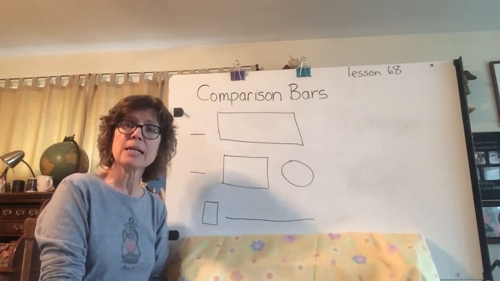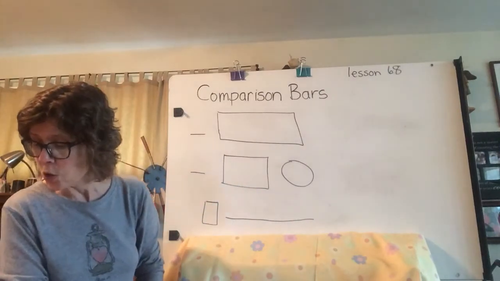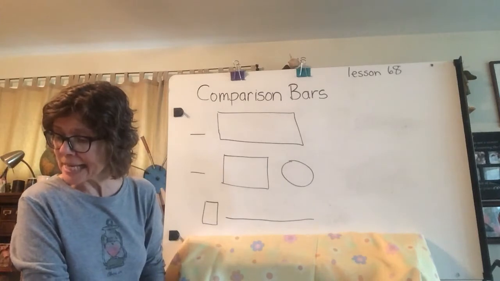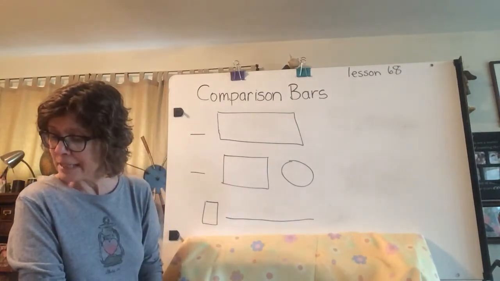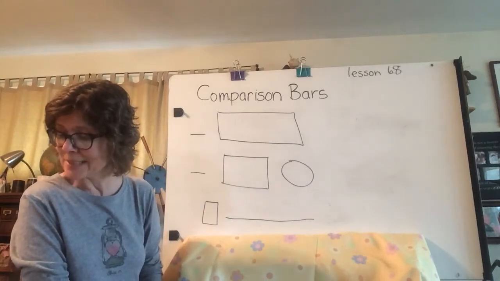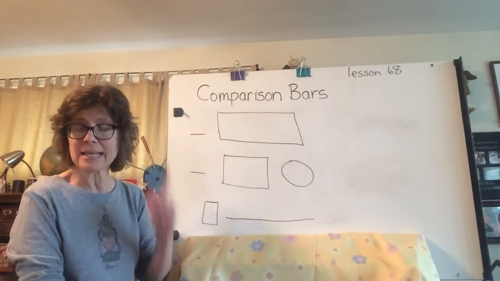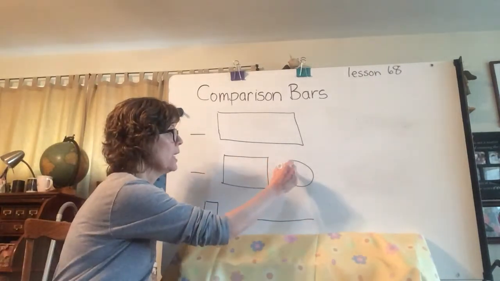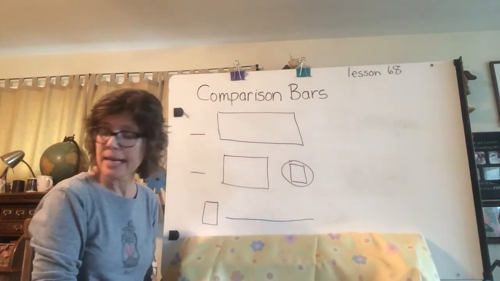So the first number story for our comparison bars is Corey's cat has 11 kittens. Eva's cat has 3 kittens. How many fewer kittens does Eva's cat have than Corey's? And I heard that unknown, fewer, so I know the unknown is going to be here. That's going to be where we put our answer.